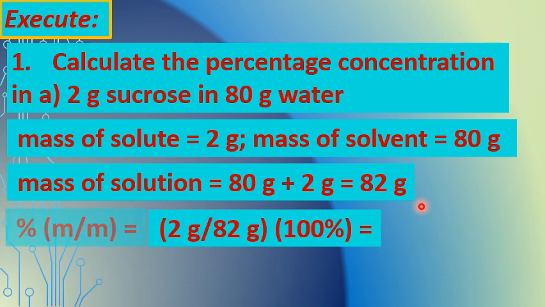the mass of the solute by the mass of the solution, and then multiply by 100%. So 2 grams divided by 82 grams, the quotient will be multiplied by 100%. So we get the percent by mass to mass concentration of this solution equal to 2%. This is our answer to question number 1A. This represents the percentage concentration in 2 grams sucrose dissolved in 80 grams of water.